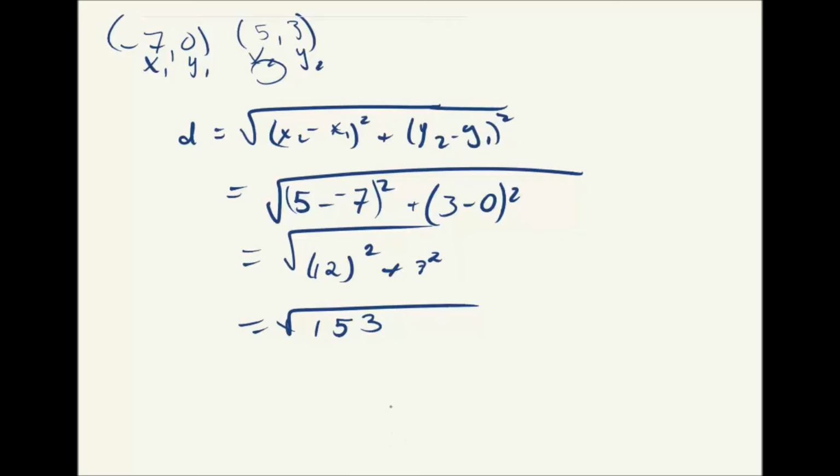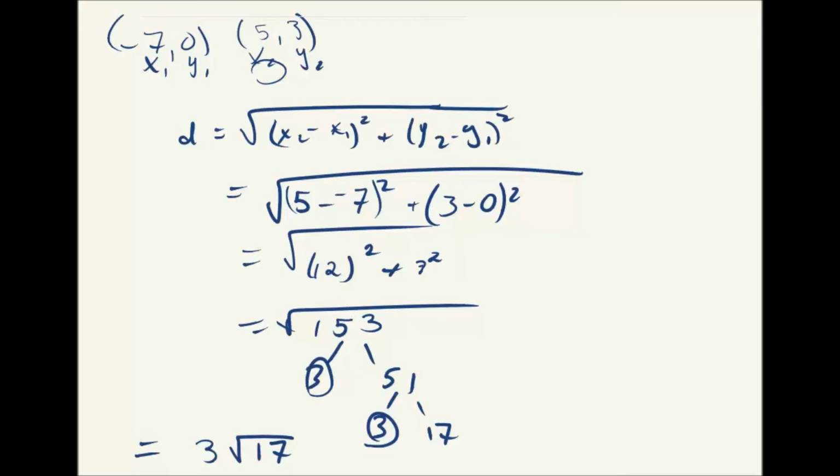Then we need to simplify this radical if we can. So when you simplify a radical, you're just finding the prime numbers that make it up. 153 is the same as 3 times 51. 51 is the same as 3 times 17. And then all of these are prime. So because the number 3 shows up twice, we get to take it outside. And our answer will be 3 square root 17 is the distance between those 2 points.